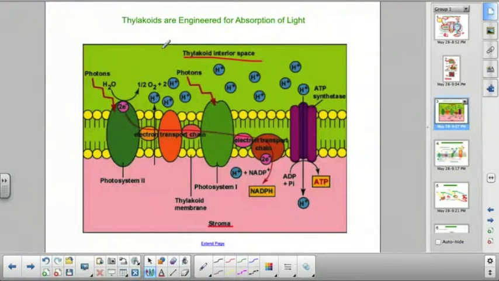Now, what kind of work is it doing? Well, in this case, the plant is going to want to produce NADPH and ATP. And with those, it can eventually produce sugar. Okay? All right. New term, photons.